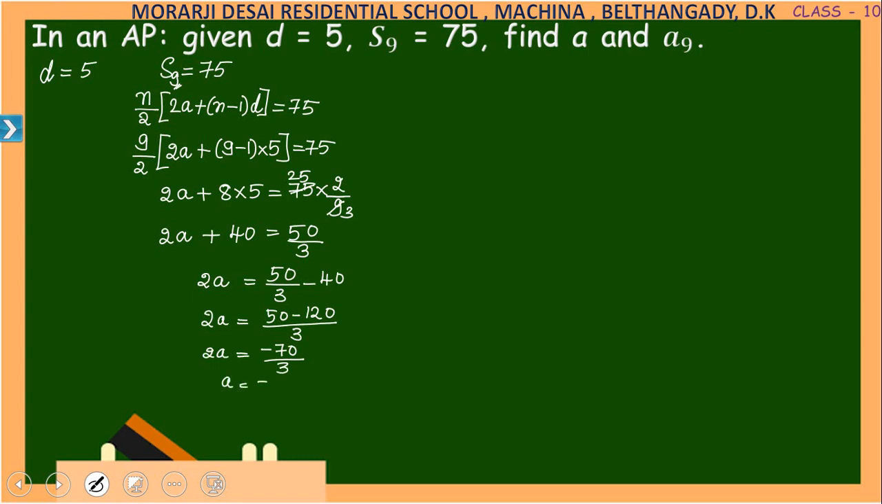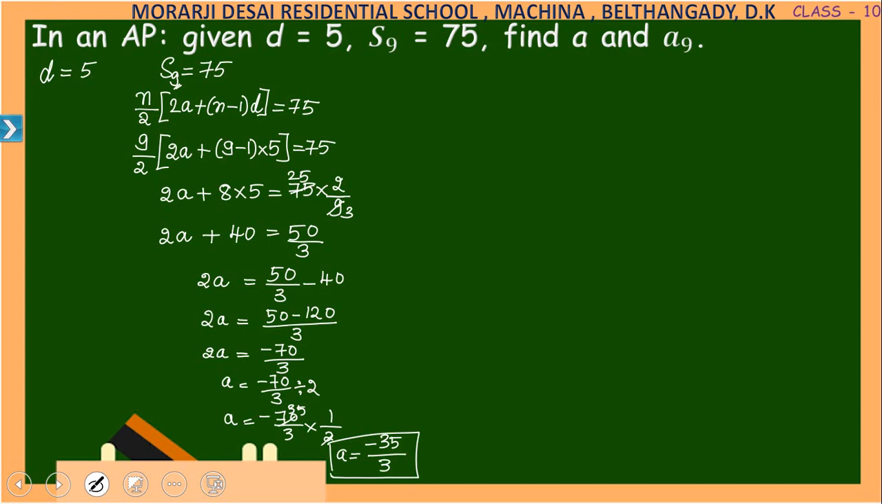A is equal to minus 70 by 3 into 2 on the left hand side, that becomes divided by 2. So A is equal to minus 70 by 3 into 1 by 2. Reciprocal of 2 is 1 by 2. 2 ones are 2, 35s are... So A is equal to minus 35 by 3. We got the value of A.